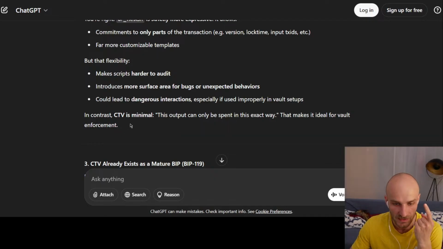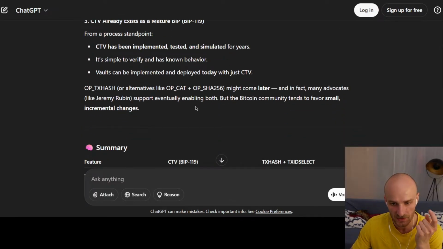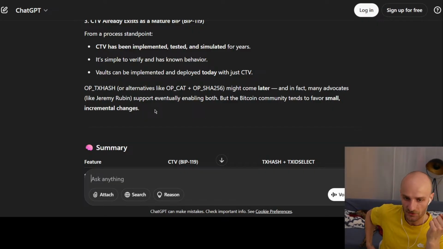In contrast, CTV is minimal. This output can only be spent in this exact way. That makes it ideal for vault enforcement. CTV already exists as a mature BIP. From a process standpoint, CTV has been implemented, tested, and simulated for years. It's simple to verify and has known behavior. Vaults can be implemented and deployed today with just CTV. Instead, OP_TXHASH might come later, and in fact, many advocates support eventually enabling both, as the Bitcoin community tends to favor small incremental changes.